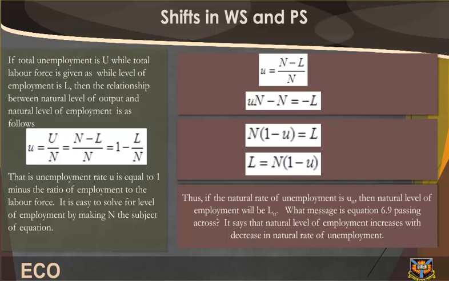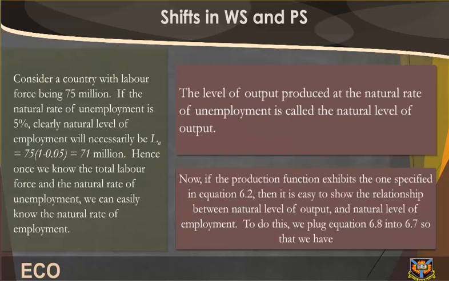What message is equation 6.9 passing across? It says that natural level of employment increases with decrease in natural rate of unemployment. Consider a country with labor force being 75 million. If the natural rate of unemployment is 5%, clearly natural level of employment will necessarily be Ln is equal to 75 into bracket 1 minus 0.05, which is equal to 71 million.